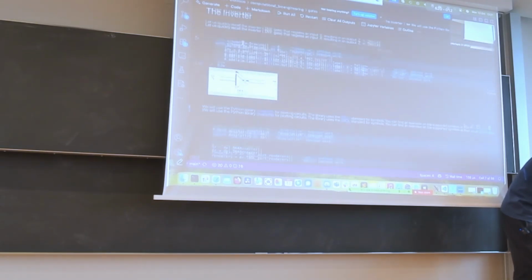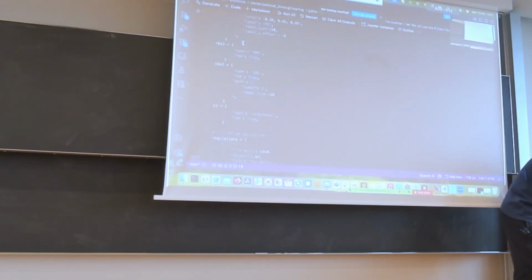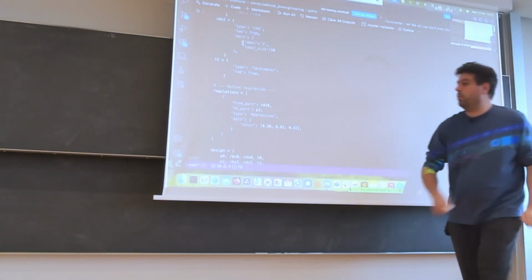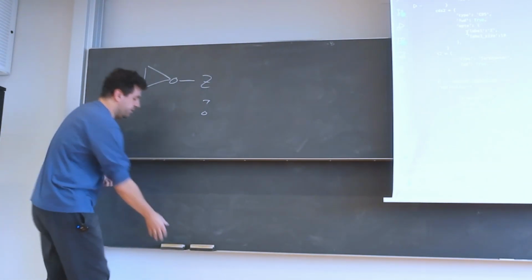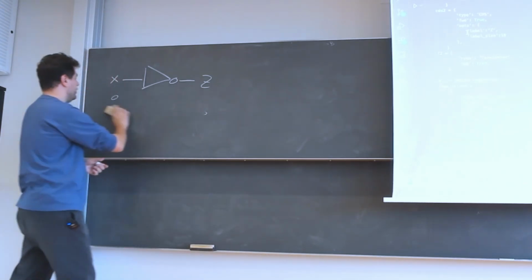Here we see the inverter, and what does a genetic design look like? I mean, you can already perhaps guess a genetic design from what we know about repression, right?